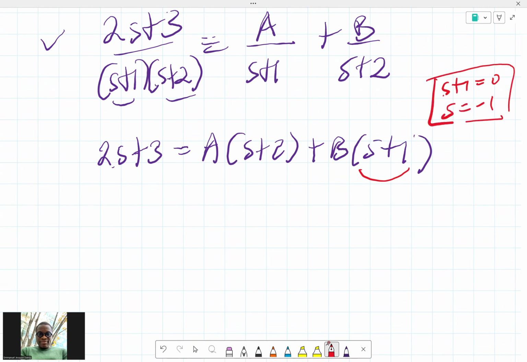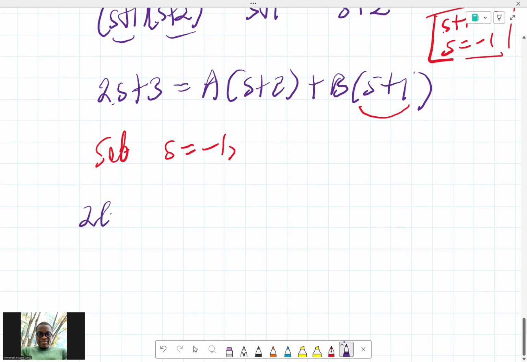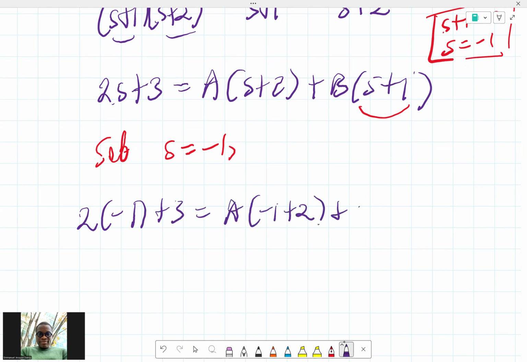So it means that if s is equal to minus 1, you can eliminate B and then you get A. Okay? So we can say set s equals minus 1. So anywhere you see s, make it minus 1. That's what that means. So you have 2 into minus 1 plus 3 equals A into minus 1 plus 2 plus B into minus 1 plus 1.